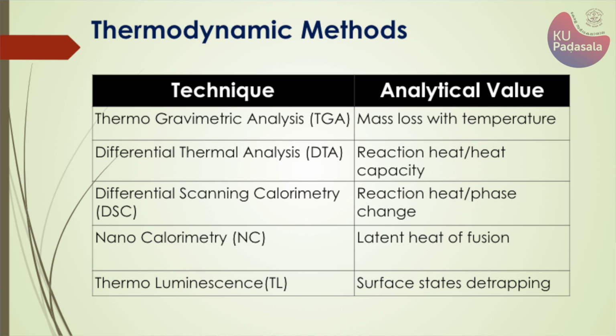Differential scanning calorimetry or DSC is another technique. Here we can also measure the reaction heat and phase changes during heating. Nanocalorimetry is another thermodynamic method. Thermoluminescence or TL is a very popular thermodynamic method. Hence, these are very important characterization methods we are employing for the characterization of nanomaterials synthesized.